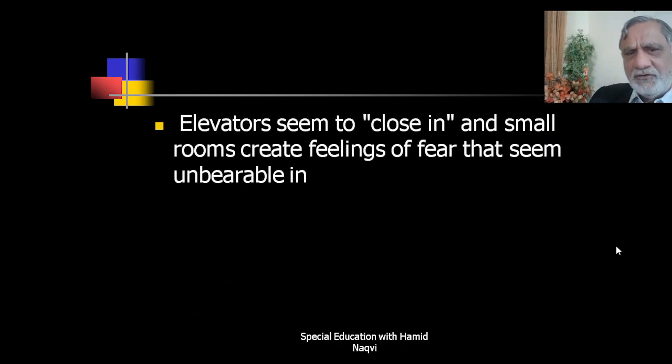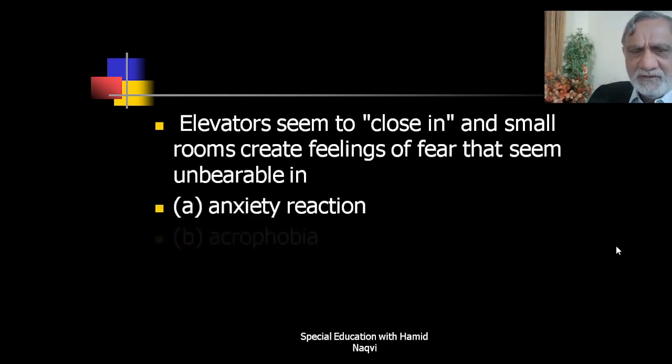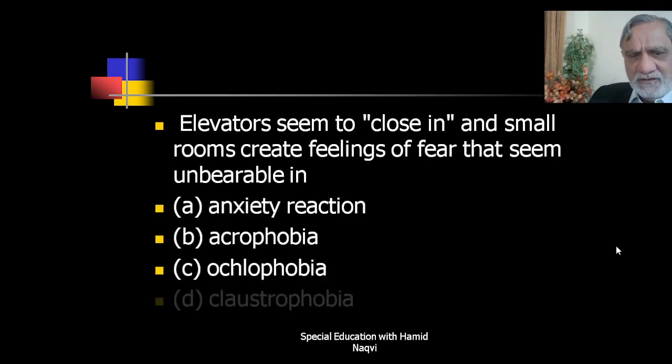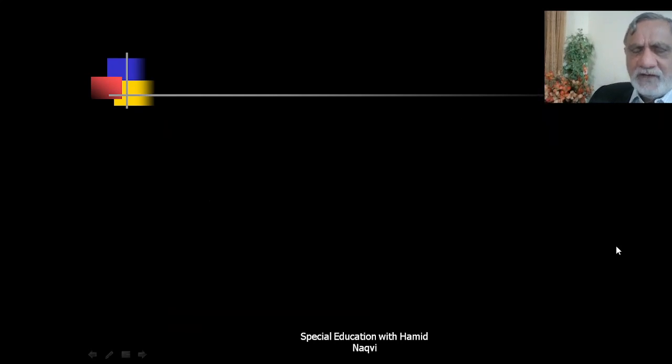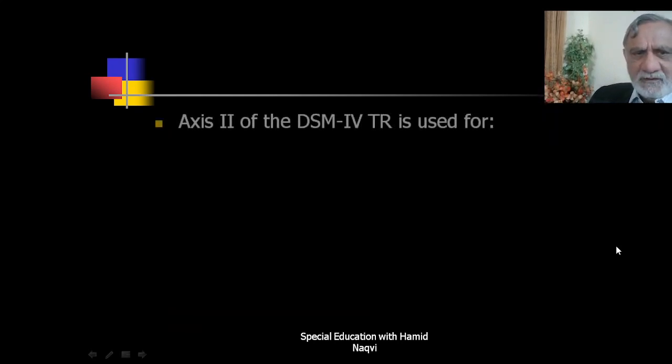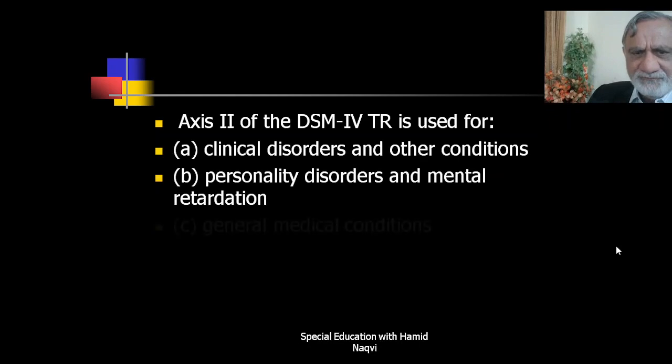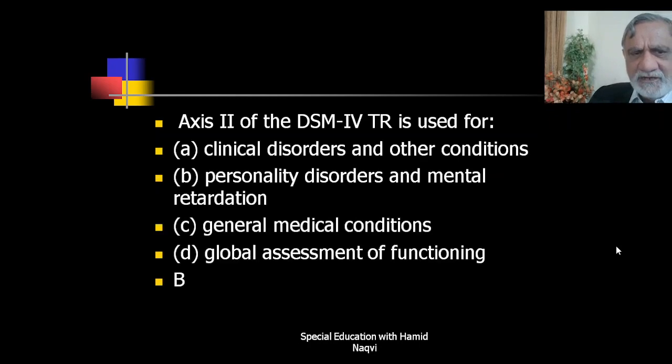Elevators seem to close in and small rooms create feelings of fear that seem unbearable in, the correct is claustrophobia. Axis 2 of the DSM-4 TR is used for, correct one is B, is used for personality disorders and mental retardation.